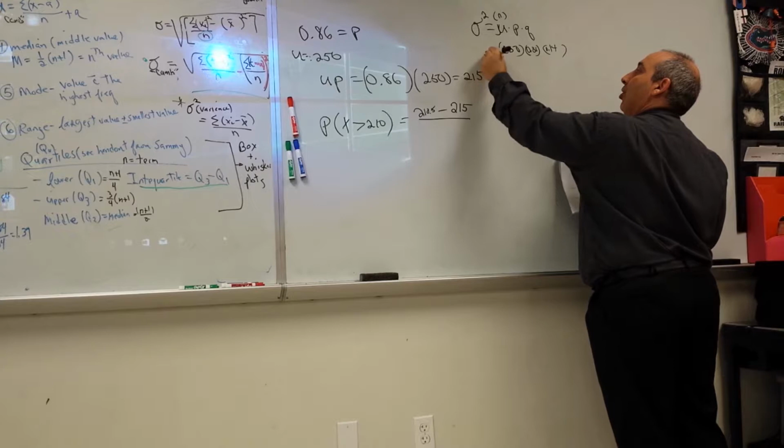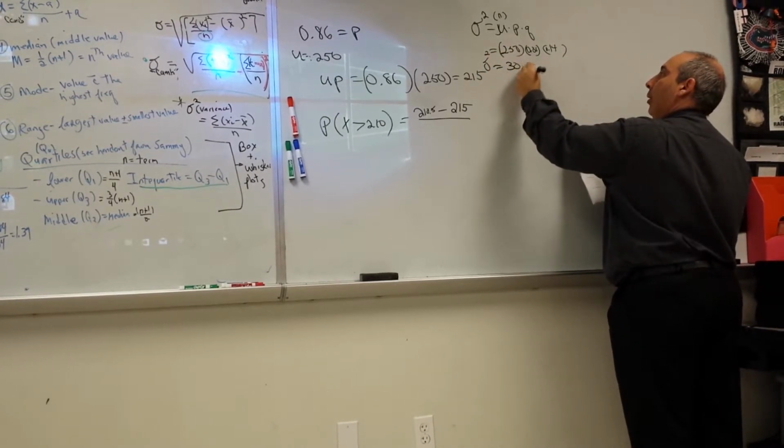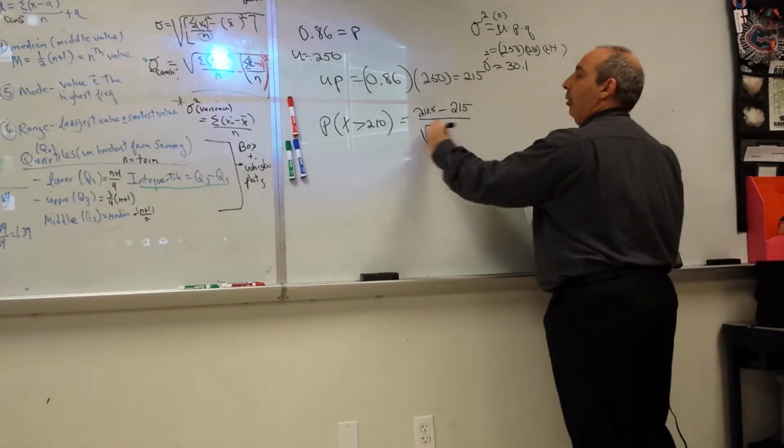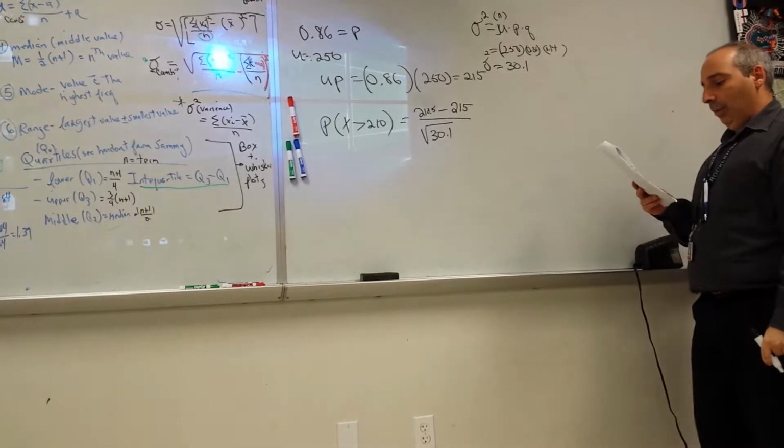So sigma squared, which is the variance, is equal to 30.1. And then we take the square root of that. There you go. The square root of the variance, which is 30.1. Okay, that was the hard part.